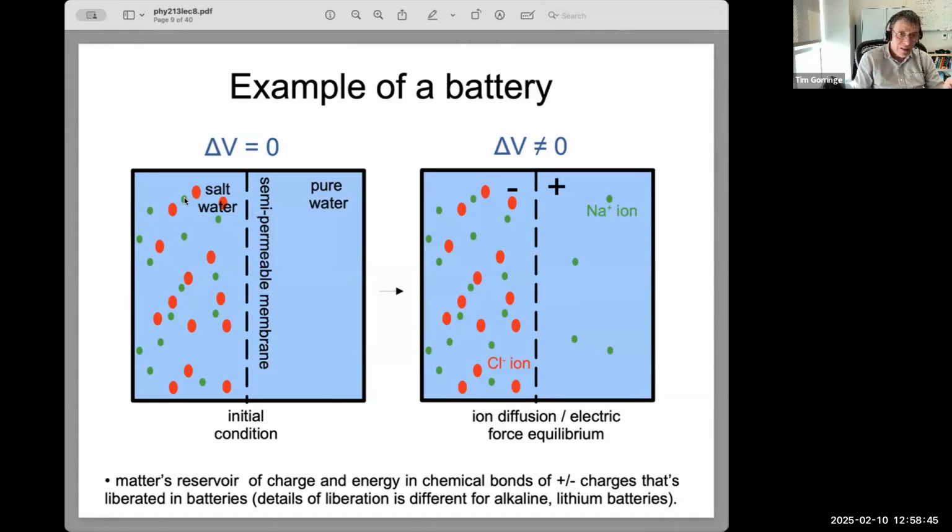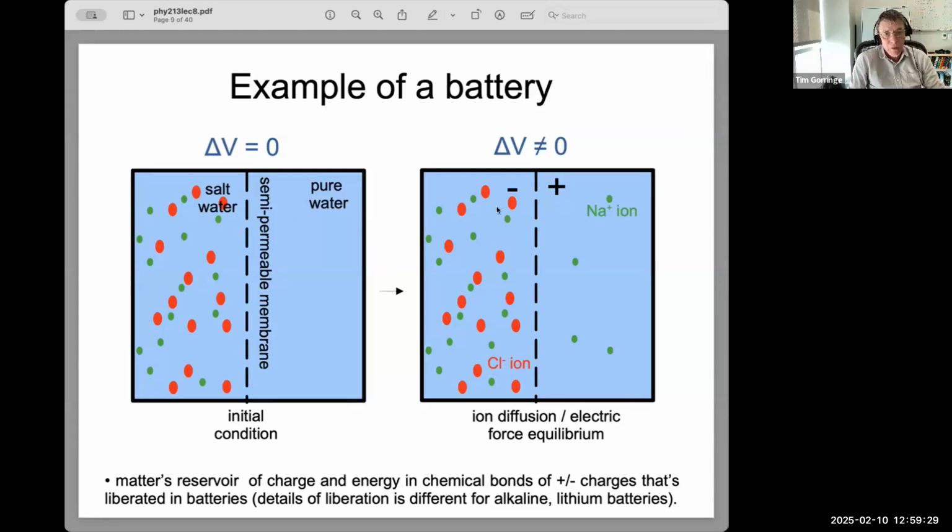And I've also indicated that the chlorine ions are relatively large. The sodium ions are relatively small. And that size is important because the sodium ions can get through the semi-permeable membrane between the pure water and the salt water. But the chlorine ions are too big to get through the semi-permeable membrane between the pure and salt water. So the initial condition looks like this, with ions on the left-hand side, an equal number of sodium ions and chlorine ions from the dissolved salt, and no ions on the right-hand side in the pure water.